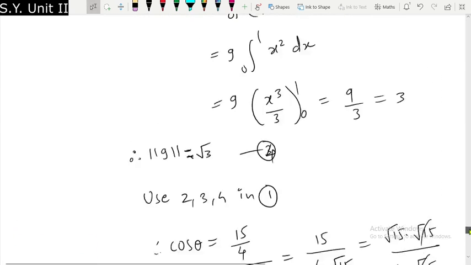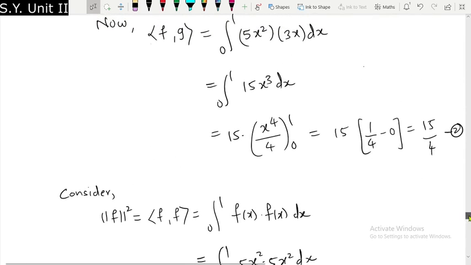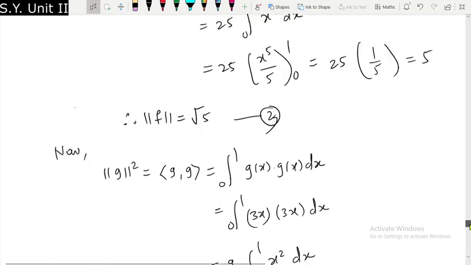Isn't it interesting? So in this way you can solve many examples, you can construct your own examples also, and you can find the angle between the two vectors.